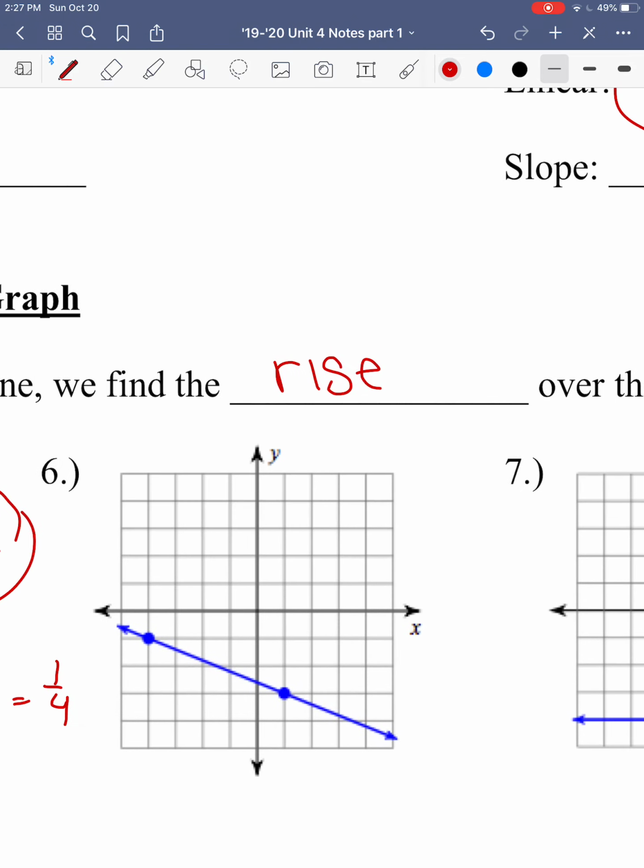So looking at number 6, right off the bat, I know this is negative. So I know slope immediately is negative. I read a graph from left to right, and I notice I'm going down. So I went down 1, 2, so that's -2, all over 1, 2, 3, 4, 5.